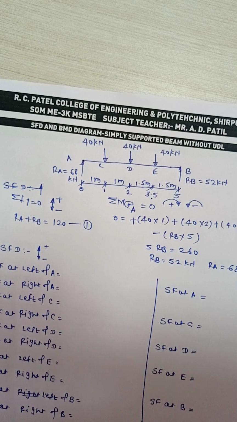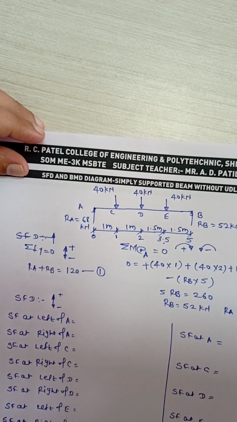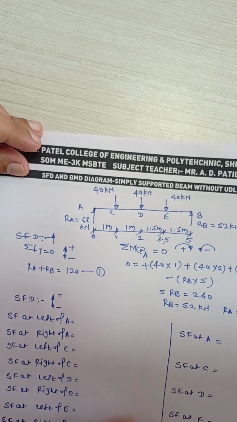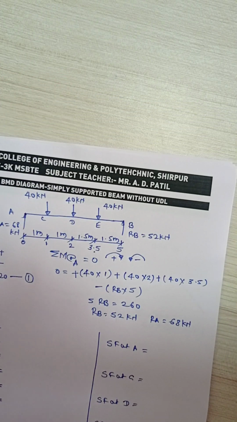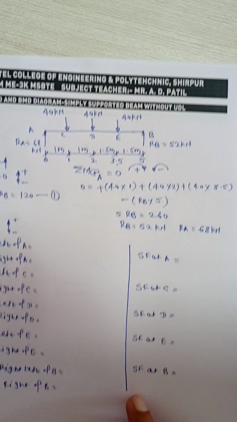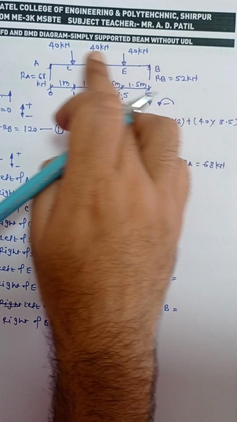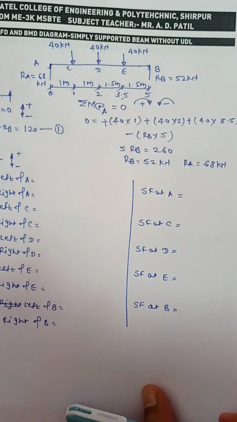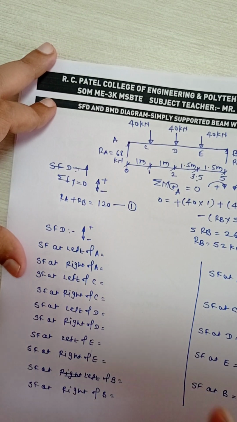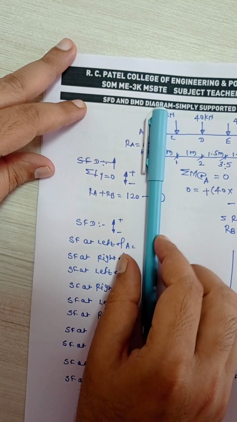So the first step is to identify whether the numerical has a UDL or not. If a single UDL is given there, then apply the left and right hand concept. If there is no UDL in the numerical, then apply this other method. So the standard method will be this. How to solve this?